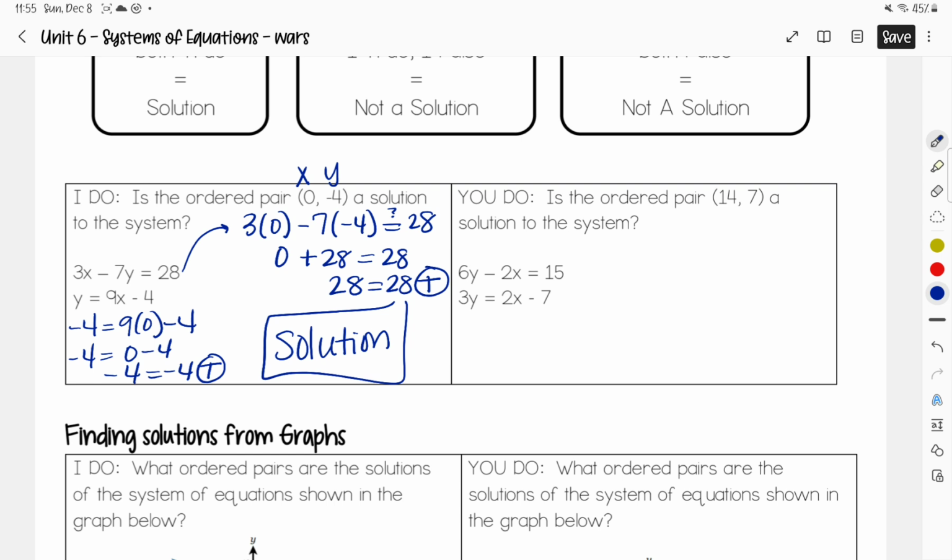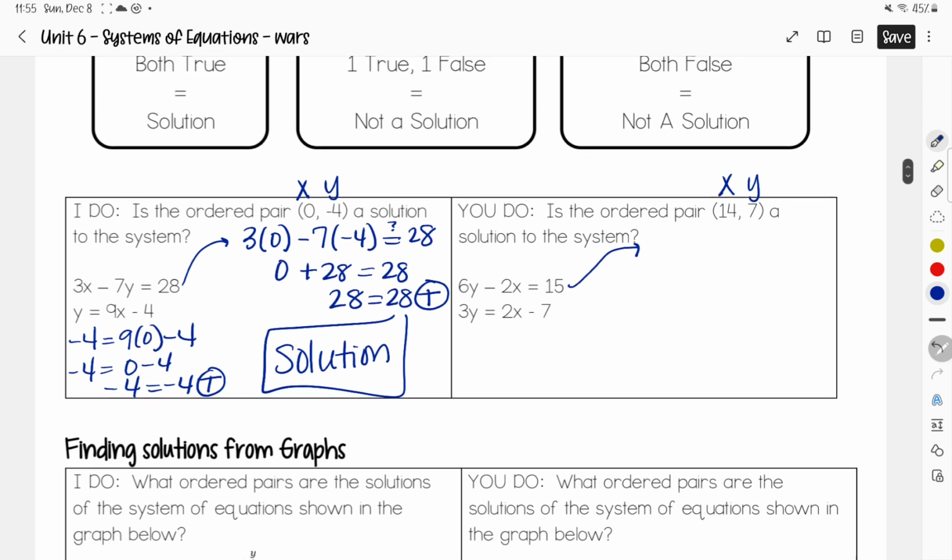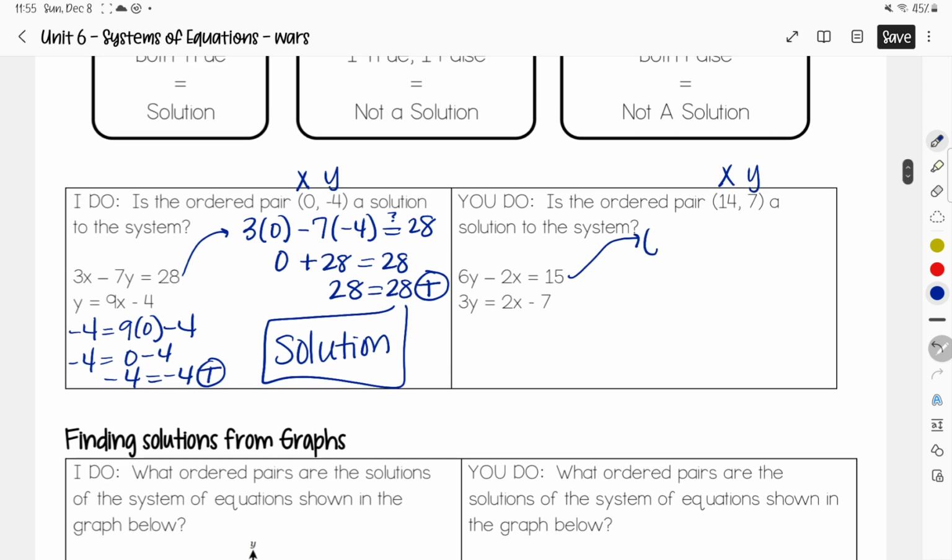Okay, let's try this one here. So again, this is x, this is y. So I'm going to try this equation first. So 6 times y, my y is 7, so 6 times 7 minus 2 times x, the x is 14. And I want to know, does that equal 15? 6 times 7 is 42. Negative 2 times 14 is a negative 28.